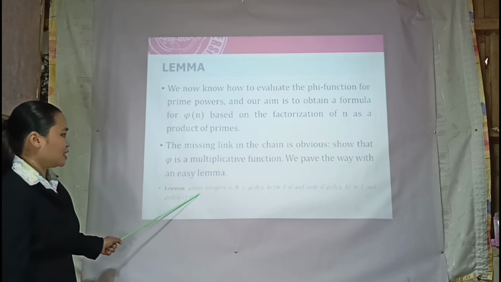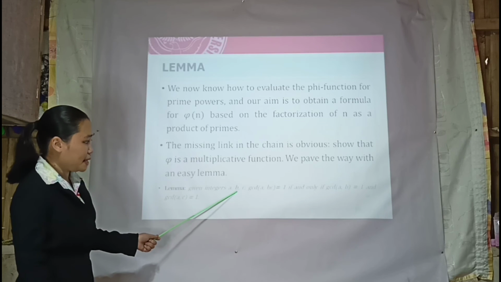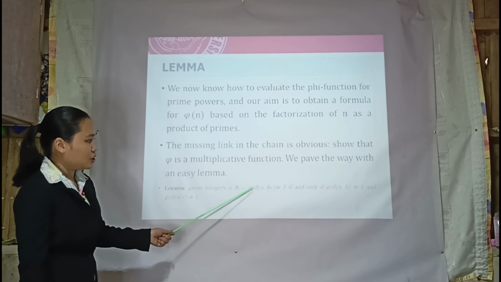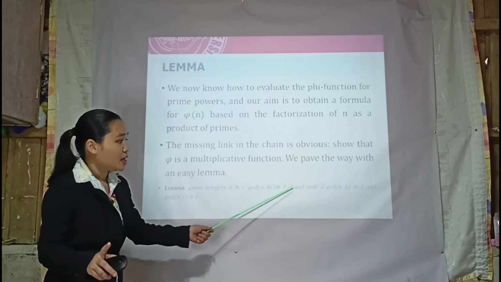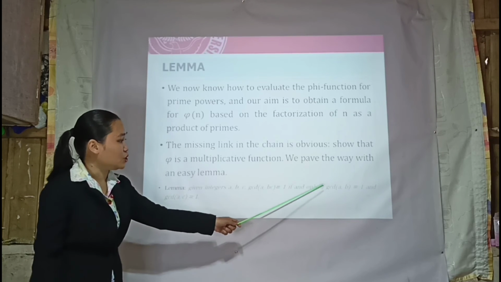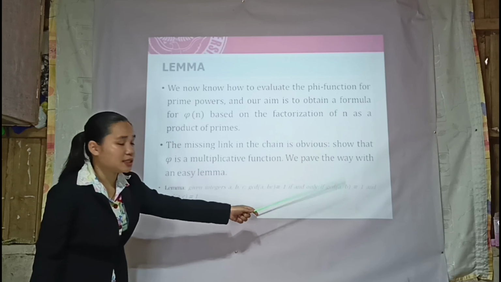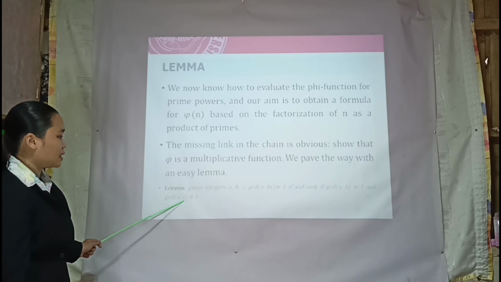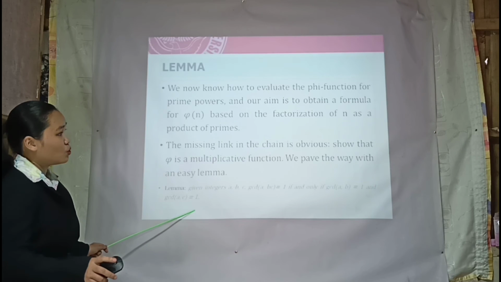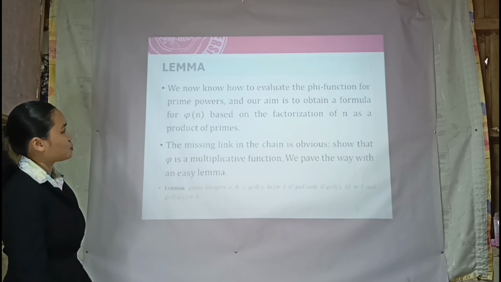So the lemma is: given integers a, b, c, the GCD of a and bc is equal to 1 if and only if the GCD of a and b is equal to 1 and the GCD of a and c is also equal to 1. Okay, let's proceed.